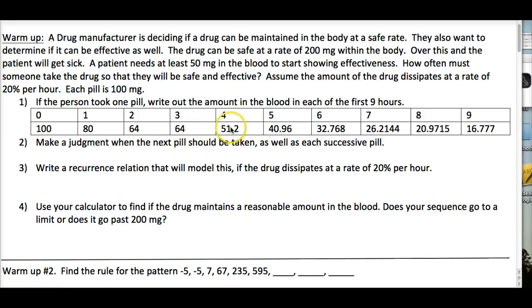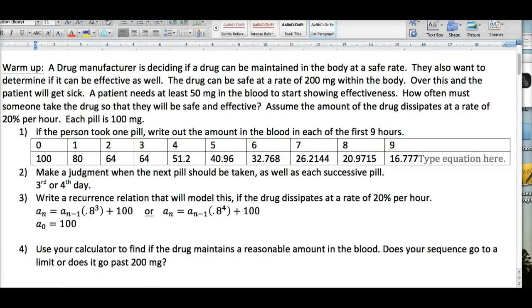However, if we keep on taking this pill every 3 hours or 4 hours, we can see what happens by making a recursive relationship. We'll go to our calculator and try to set this up. Here are the two formulas we might try. This one says I take 0.8 multiplied by the previous term. How many times did I do 0.8? If it's 3 hours, it's applied 3 times, and then I'm going to add another pill after those 3 hours. We'll see what happens with that. If you wait 4 hours, this would be the recurrence relationship. Then we start with a sub 0 being 100.